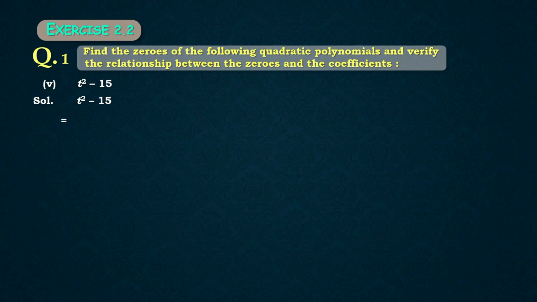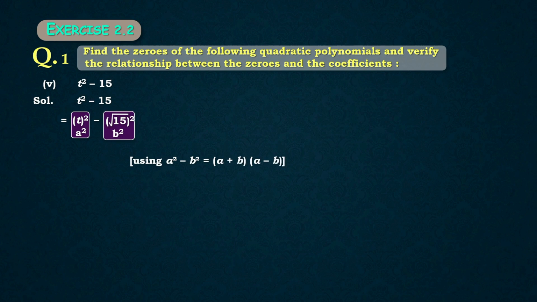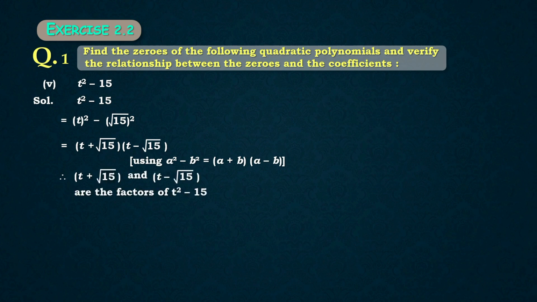Here, t squared is already a perfect square. 15 can be written as the square of root 15. So we rewrite the expression as t squared minus root 15 squared. Now applying the identity, we get t plus root 15 multiplied by t minus root 15. Therefore, these two expressions are the factors of t squared minus 15.